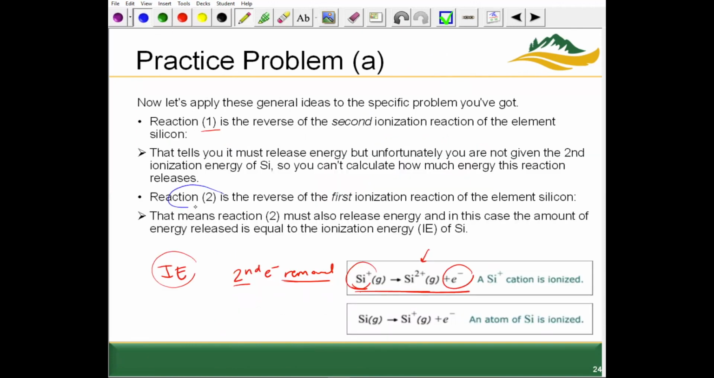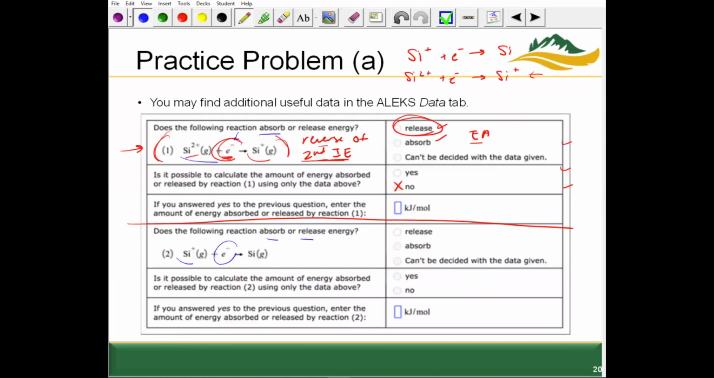Next, let's look at reaction 2. This reaction as written, this is not reaction 2, but this one as written shows the first ionization energy. We have the neutral atom, it loses the first electron, which is removed to form Si+. As written in our practice problem, this is the reverse of the first ionization energy. This is also the same thing as an electron attachment.